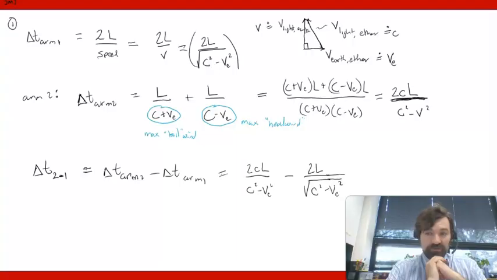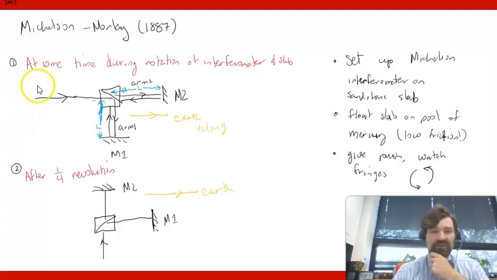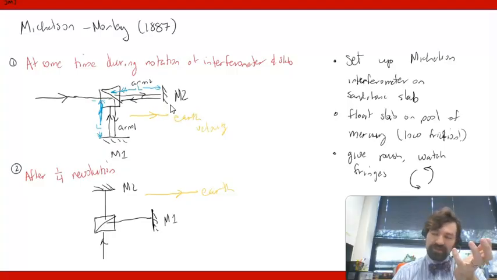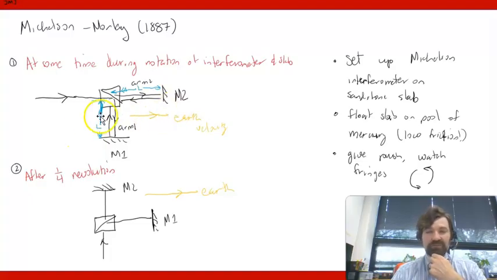So that gives you your total time difference between the two arms in the case 1 orientation, where arm 2 is parallel, or for that matter anti-parallel, to the Earth's motion through the ether, and arm 1 is perpendicular to the Earth's motion.